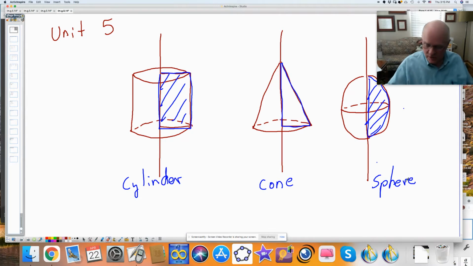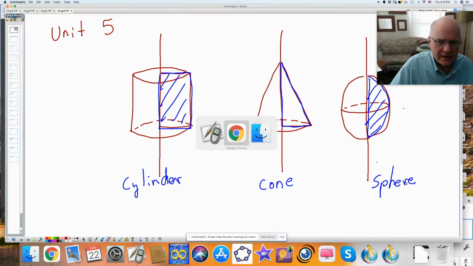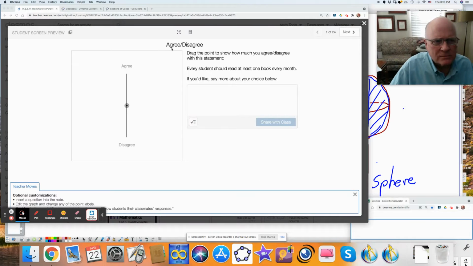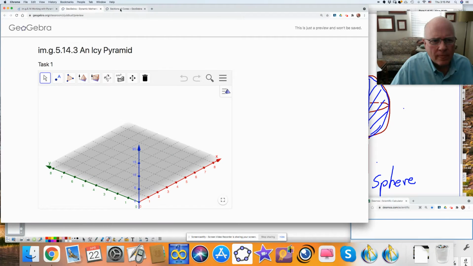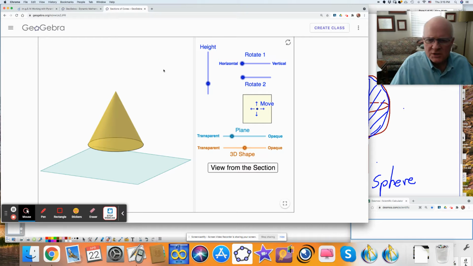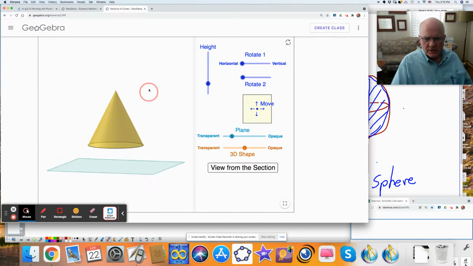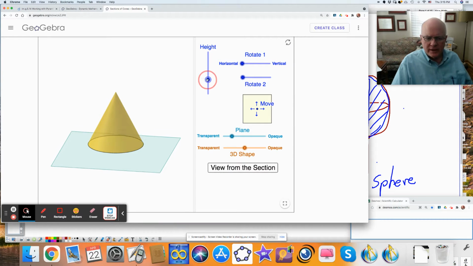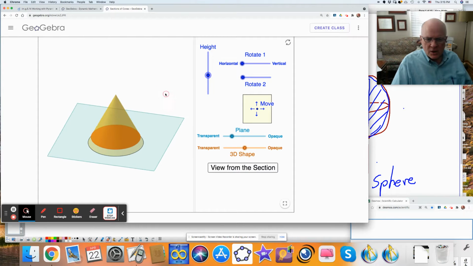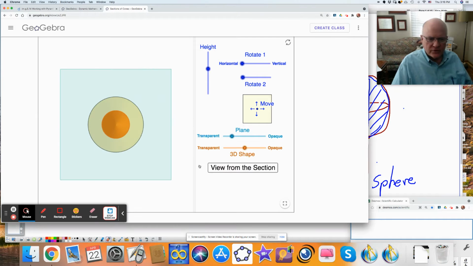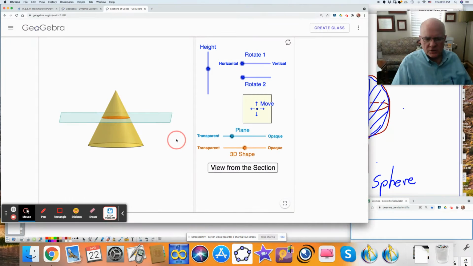A second thing that we looked at in class was cross-sectional area. I'll do this one with a cone, just because we're talking about cones today. So here I have a cone, and if I move the height of this plane up and cut it at a cross-section, I'm slicing it. What kind of shape does it make? When we view it from the side, you can see it's going to be a circle. So that's if I have a horizontal cross-sectional area.